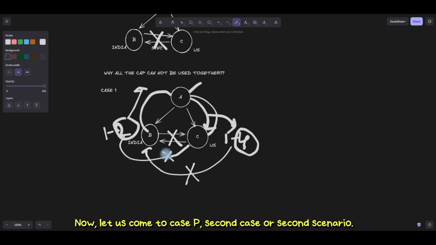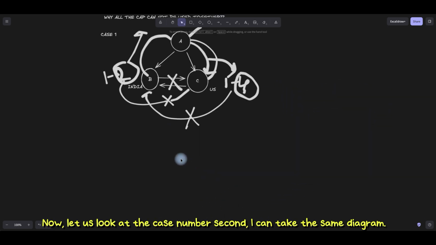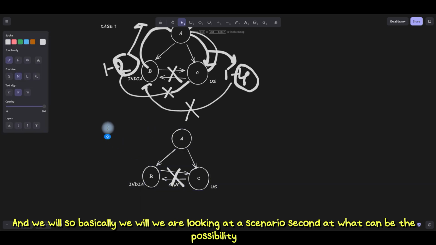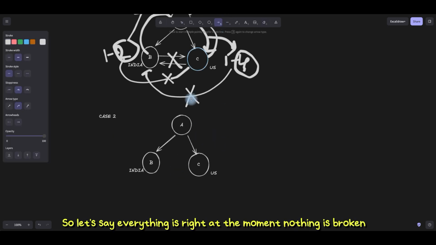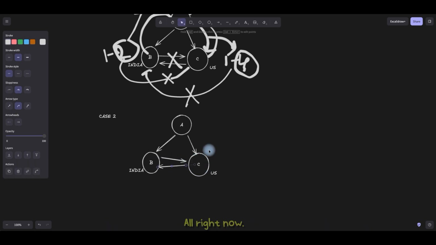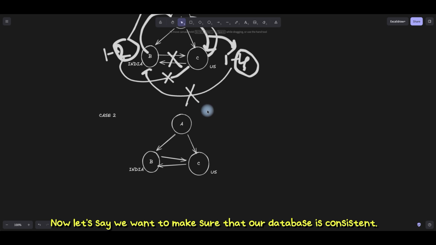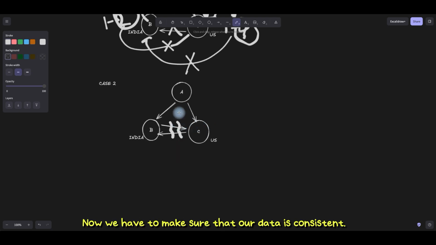Now let's come to case B, the second scenario. I can take the same diagram, and we are looking at scenario two, what can be the possibility, and then we will discuss it. Let's say everything is right at the moment, nothing is broken. Now let's say we want to make sure that our database is consistent, but there is a breakage in this connection. Now we have to make sure that our data is consistent. How can we achieve that?